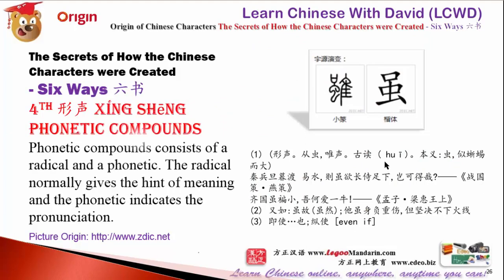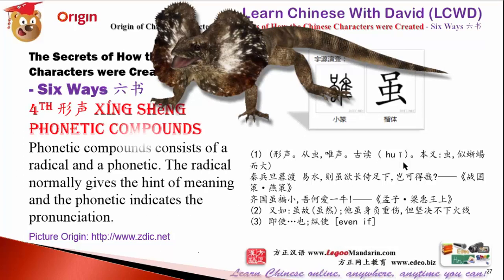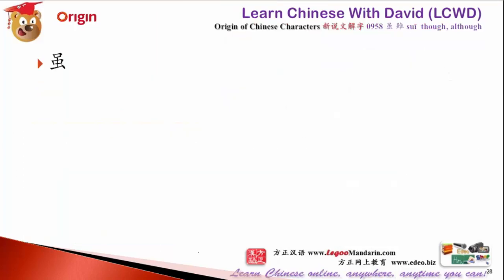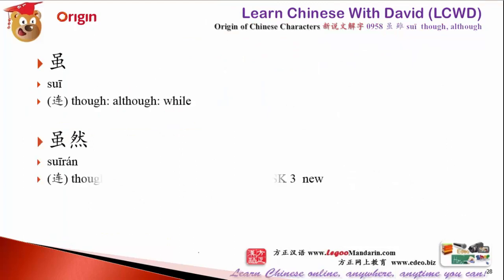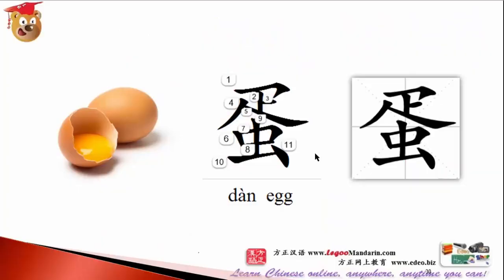Sui, in ancient times read hui, something like a lizard. Sui, though, also well. Sui ran, even though, also. Sui ran, 但是, even though but. Egg, the worm inside becomes a chicken. Dan.